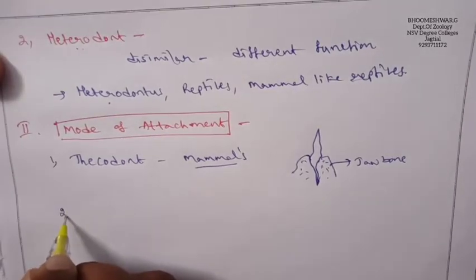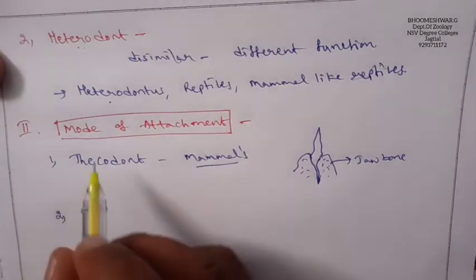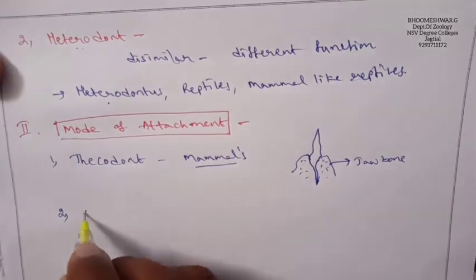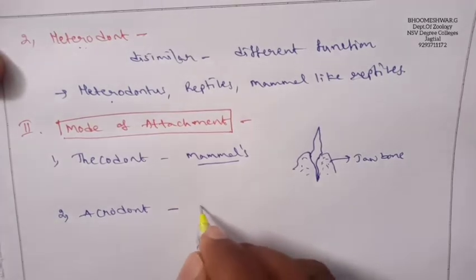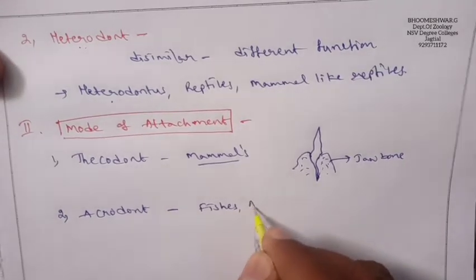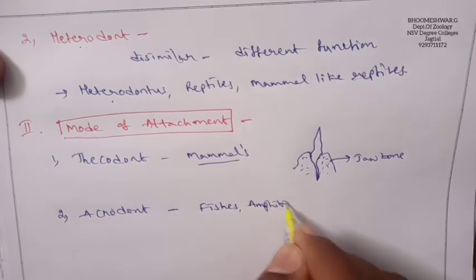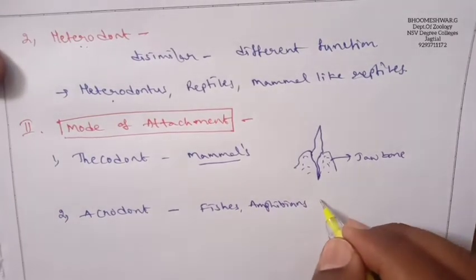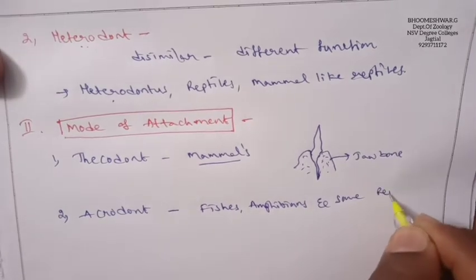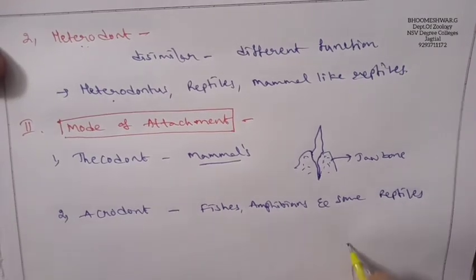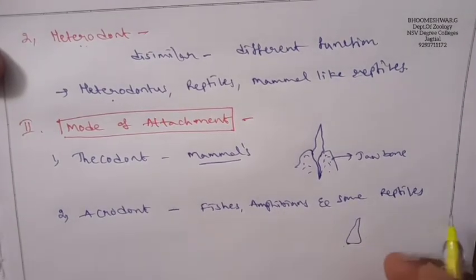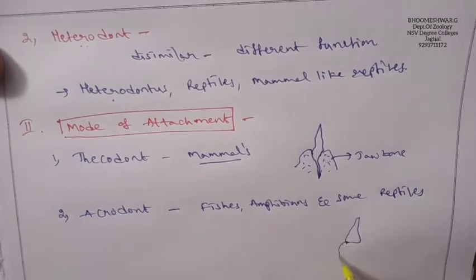The second type of dentition based on mode of attachment is called the acrodont type of condition. This acrodont condition is well seen in fishes and amphibians, and some reptiles also show it. In this type, the upper visible part of the teeth is fused to the surface of the underlying jawbone.